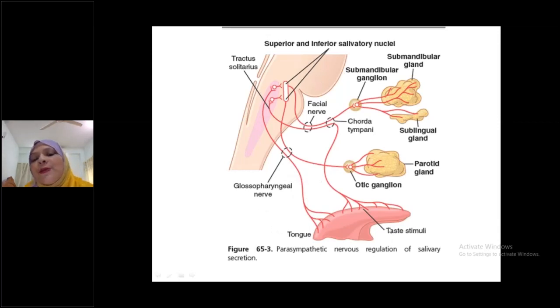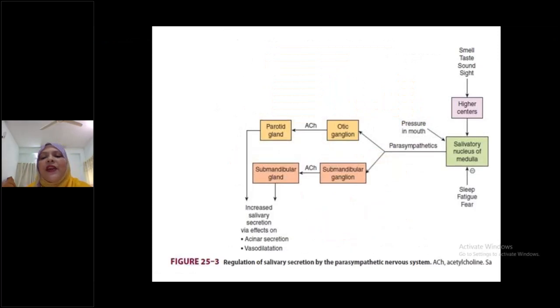Okay, you have to draw this figure for regulation of salivary secretion. This figure is from Ganong. See here, smell, taste, sound, sight, higher center is stimulated, salivatory nucleus of the medulla, that is superior and inferior salivatory nucleus. See here, inhibitory substances are sleep, fatigue, fear. This can inhibit salivary secretion. Ultimately, higher center stimulate the nucleus, then parasympathetic nerves.